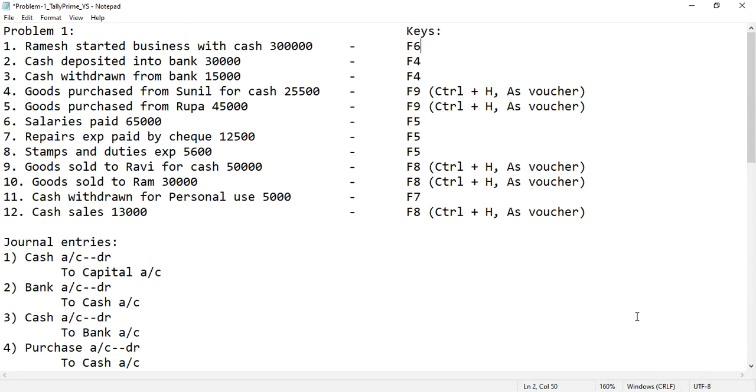Until you get used to the journal entries and the functional keys, try to look into your answer and do it in the software. After you get a grip on that, just look at the question and try to do it in the software. So first one, F6.